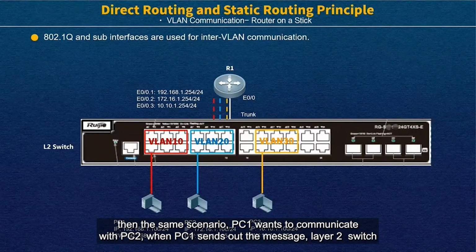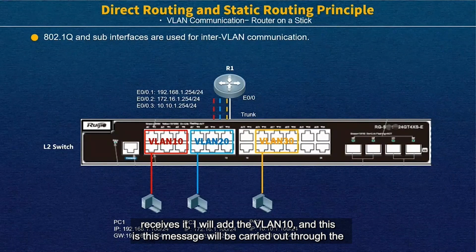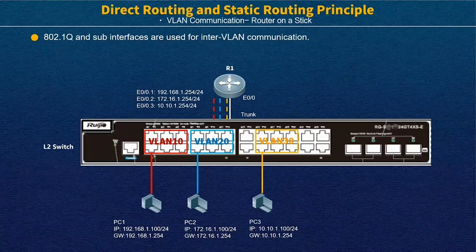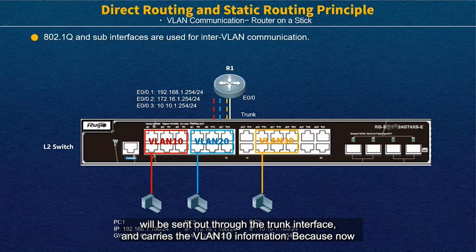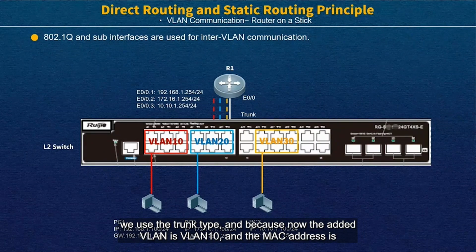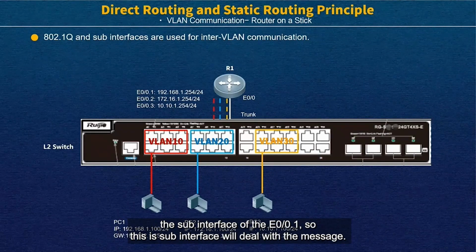When PC1 sends out the message, the layer 2 switch receives it. It will add VLAN 10, and this message will be sent out through the trunk interface carrying the VLAN 10 information, because now we use the trunk type. The VLAN is VLAN 10, and the MAC address is that of the subinterface of Ethernet 0/0/1.